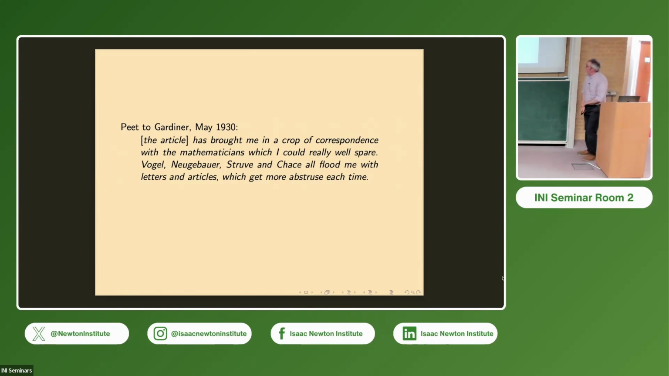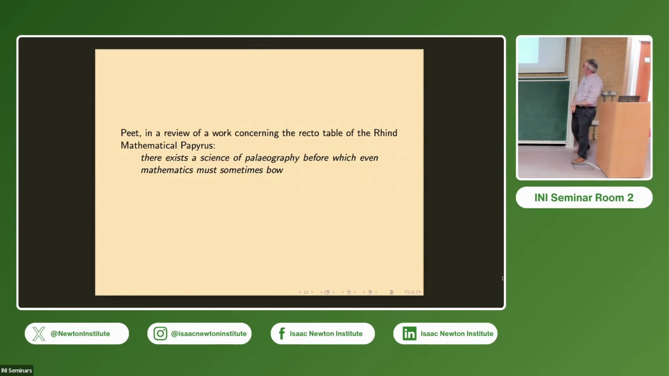But aside from what people are doing with mathematics, Pete always puts the language first. I really like this quote, when he's reviewing one of these mathematical works on the structure of this table in the Rhind Papyrus, and notes that there exists a science of paleography before which even mathematics must sometimes bow. Not necessarily a view that is going to find favor with mathematicians, but he's nailing his colors to the mast here. Possibly because he's somebody who's taken this meandering route through his career, and now he's presenting himself very much as the philologist. So he's definitely going to go with the philology at this point.